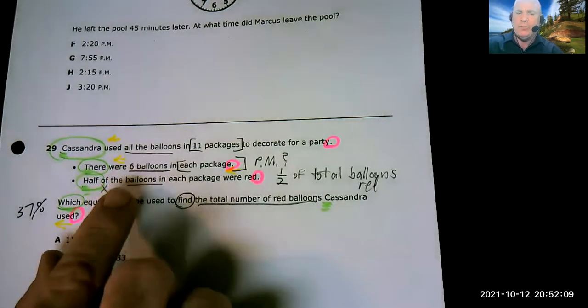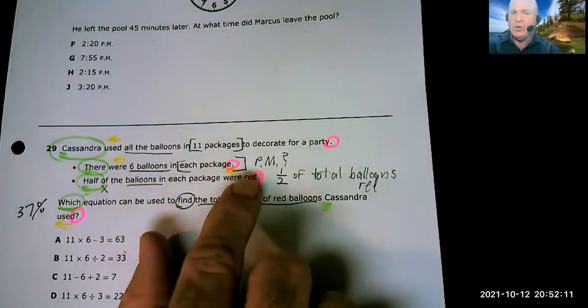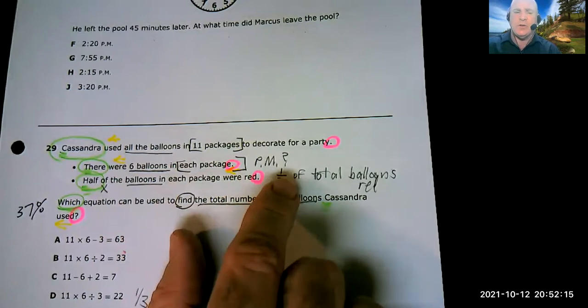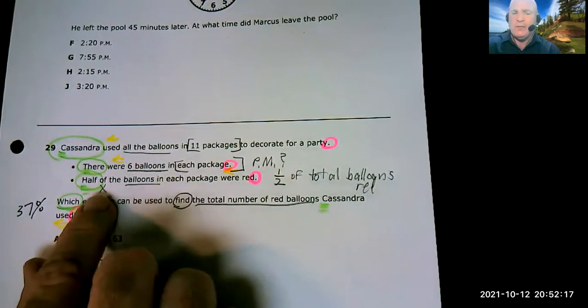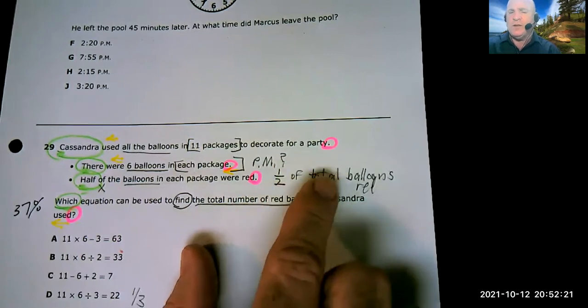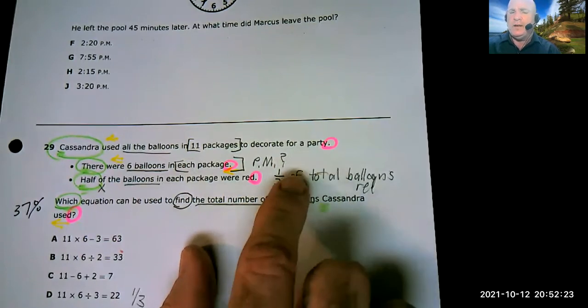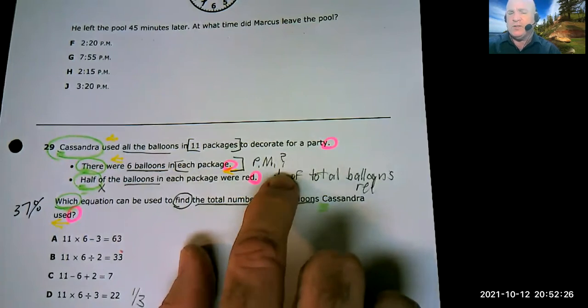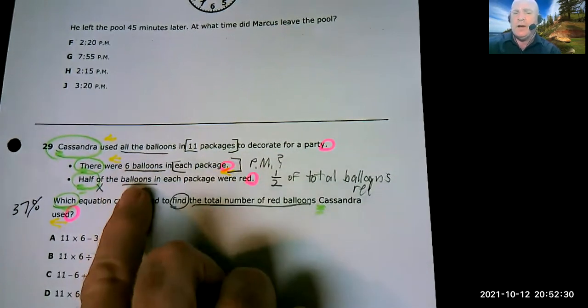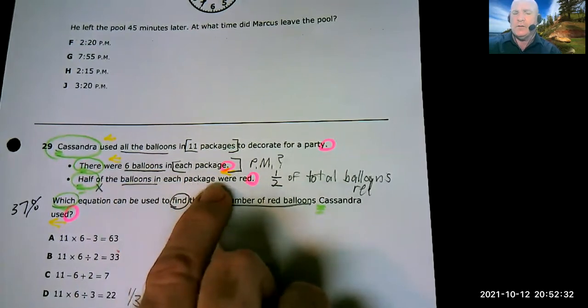Okay, half of the balloons in each package were red. So half is 1/2. And so of means times. So 1/2 times the total. That means you take the total and then times 1, of course, divided by 2 is going to be how many were red.